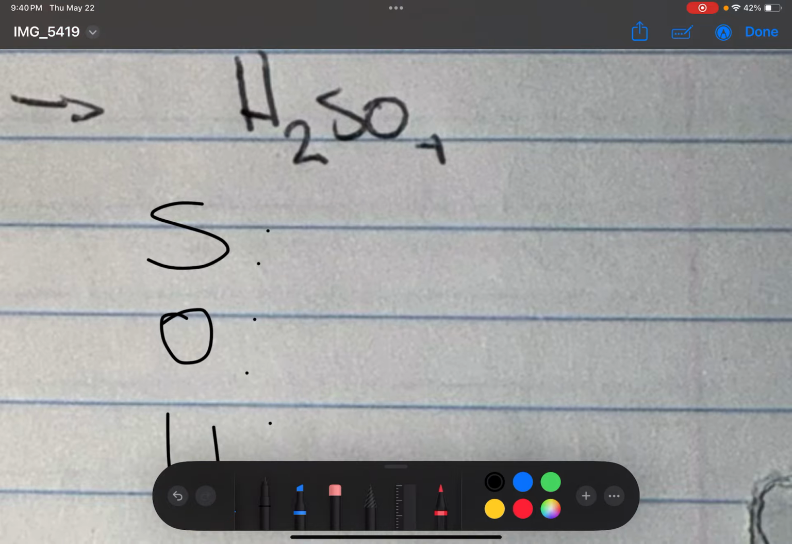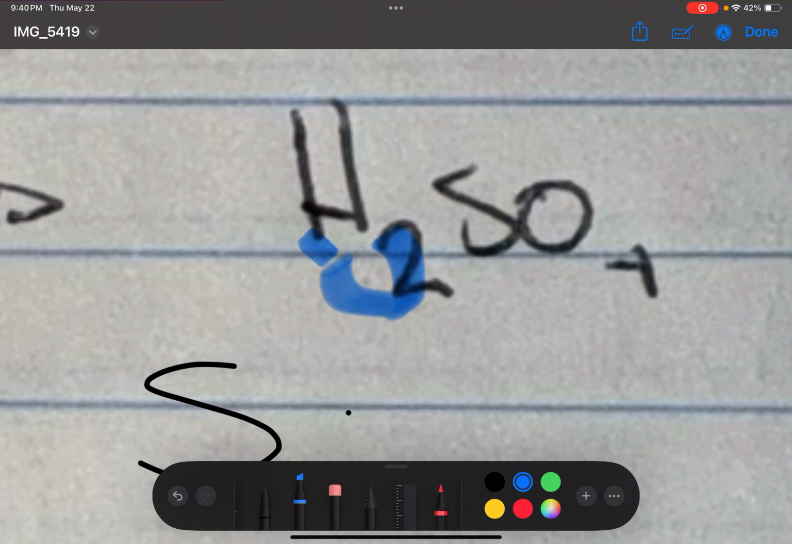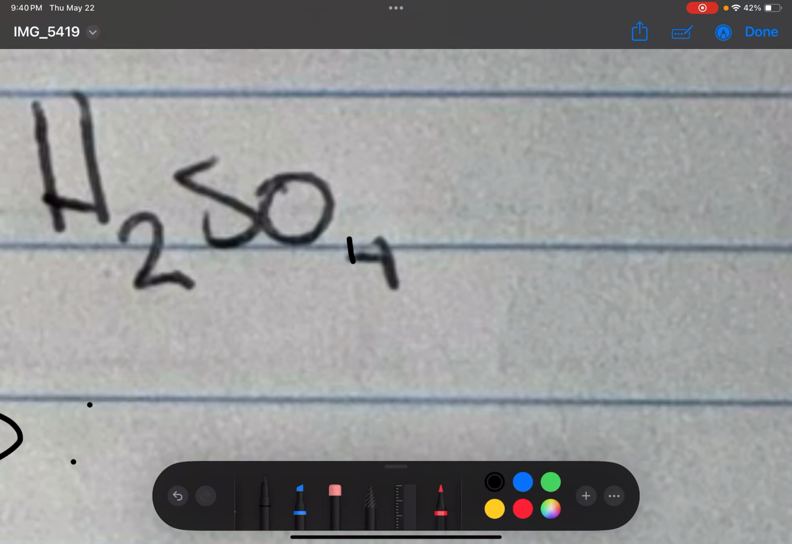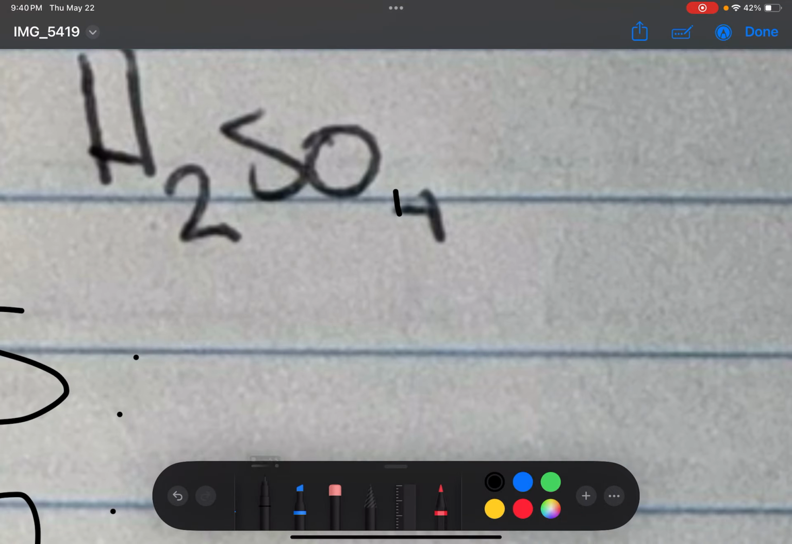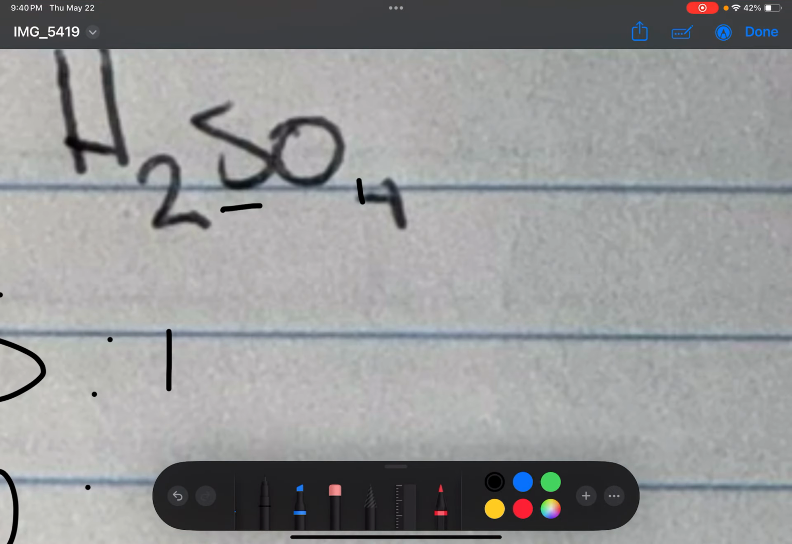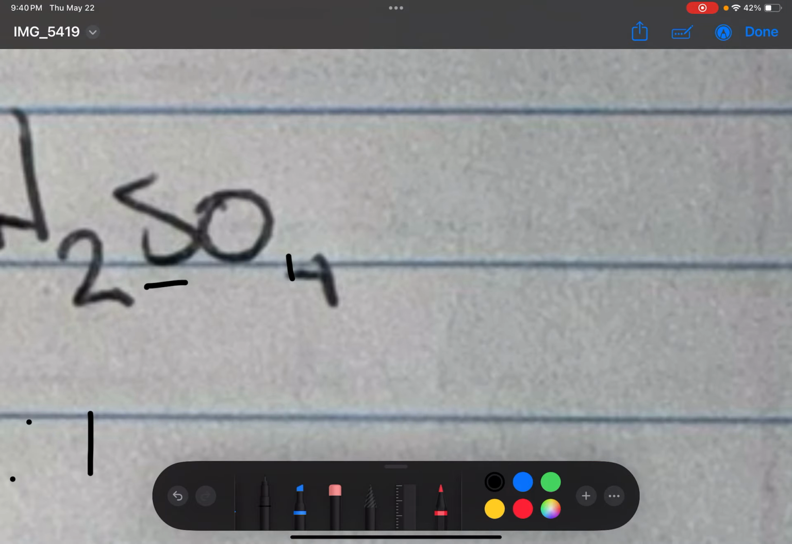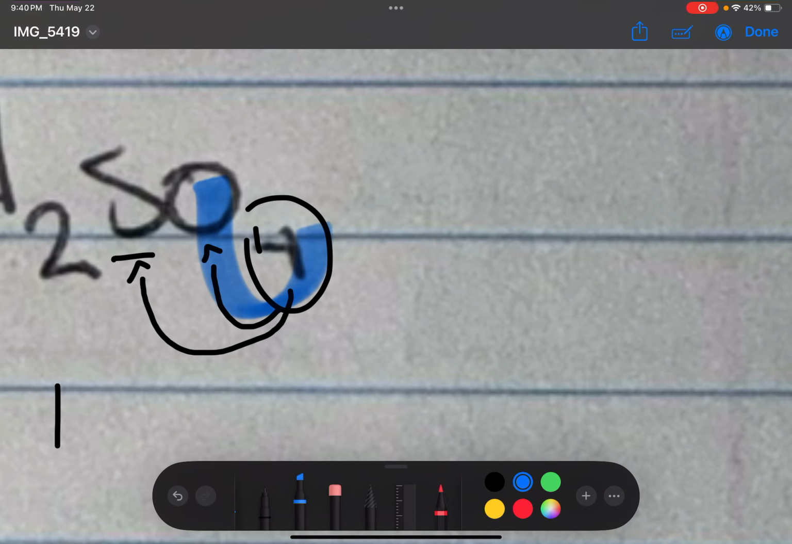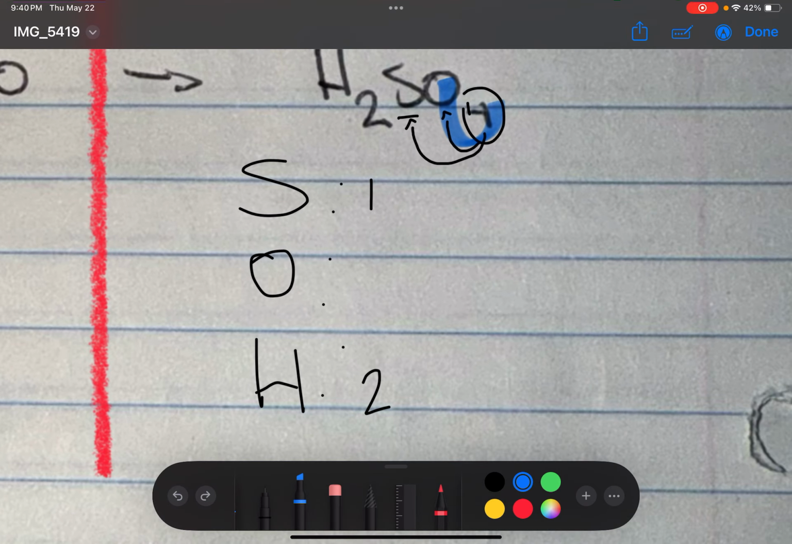Boom. Now let's go to our other side. It only affects the number on the left, which is this one. That means there's 2 hydrogens. There's also, guys, that's a 4 if you didn't know. Sorry. Anyways, there's one S, and then the 4 is right here. Remember, the subscript, which is this, only affects the number on the left. That's why it didn't affect this one, because that's not the left. You feel me? Okay. So we have 4 O's.